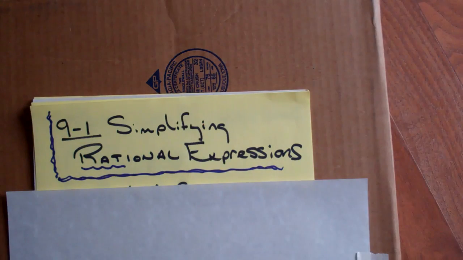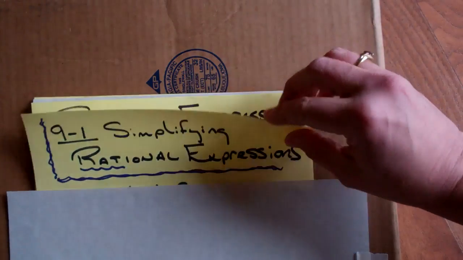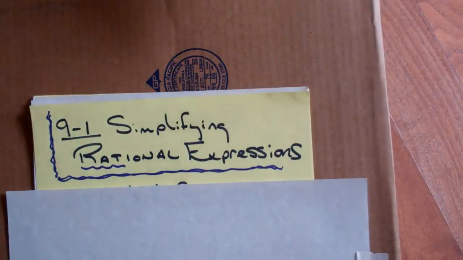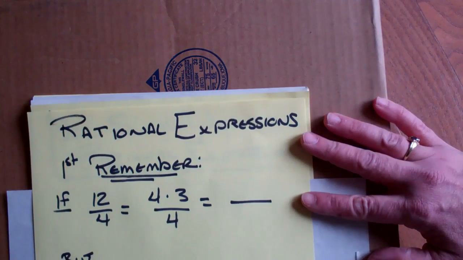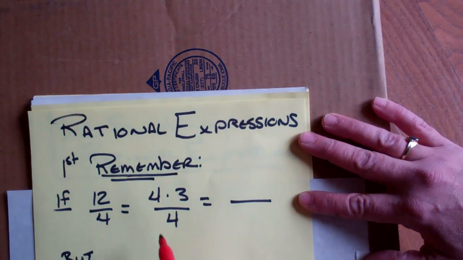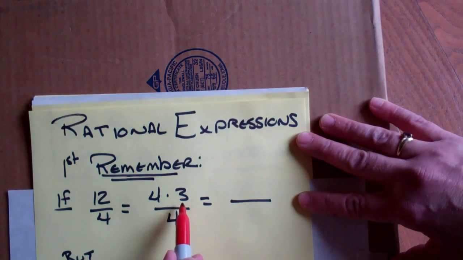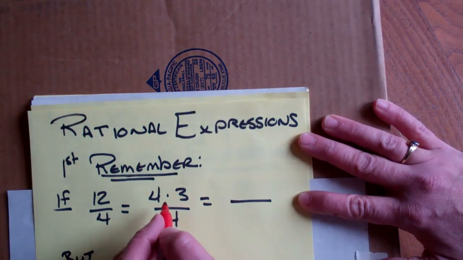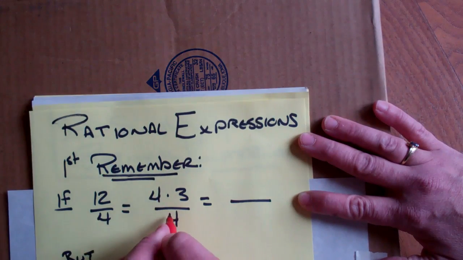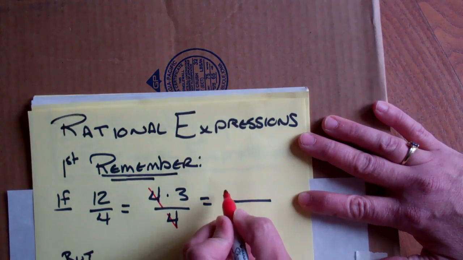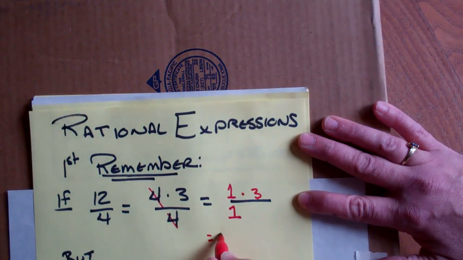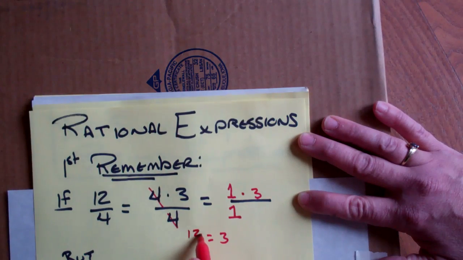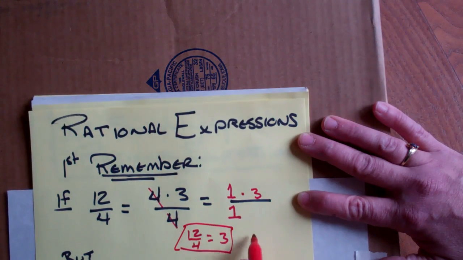Okay, let's see. We're going to talk about simplifying rational expressions, and the first thing I want to do is make sure we review a few things about rational expressions. If you remember, 12 over 4 can be written in terms of factors of 4 times 3 all over 4. And because they're written as factors, 4 over 4 is equal to 1. When we reduce the 4s, the reason we can reduce them is because 4 over 4 is equal to 1, times the 3, and you get a 3. And we all know that 12 over 4 is 3, so this works.